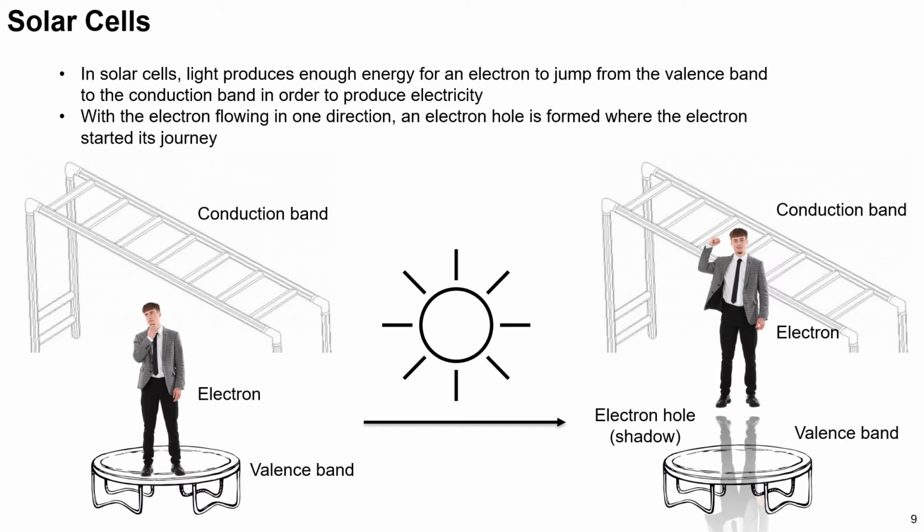Now looking at the diagram at the bottom, we see a similar diagram as shown before, but on the right, we now see this man super excited up on the monkey bars. He's now in the conduction band. He's ready to produce that electrical current. And you see his shadow down there? That's the electron hole. That's that positive charge that electron is going to leave behind in its absence.